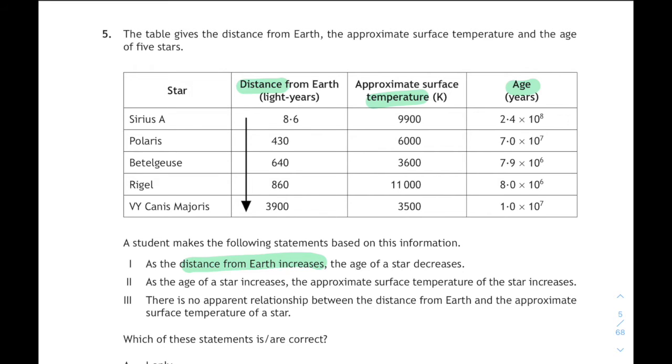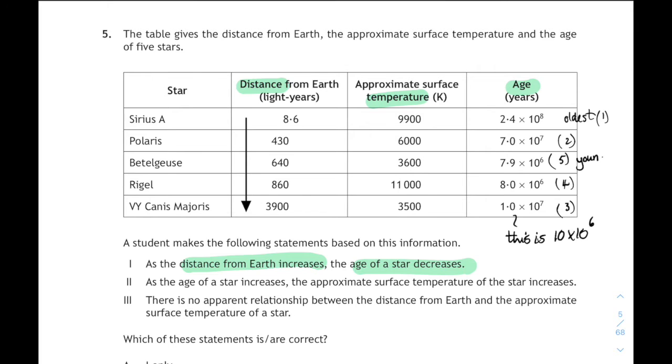Well, there's the distance increasing. Let's have a look at the age. So 2.4 times 10 to the 8, that's the oldest one. And then as we go down, well, the next oldest one is that one. The next oldest one, oh, this is tricky because 1 times 10 to the 7 is the same as 10 times 10 to the 6. So that's the next oldest one. That's the third oldest one. And then 8 times 10 to the 6 is the fourth oldest one. And 7.9 times 10 to the 6 is the youngest one.